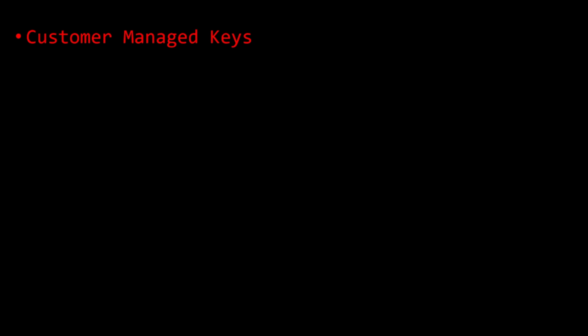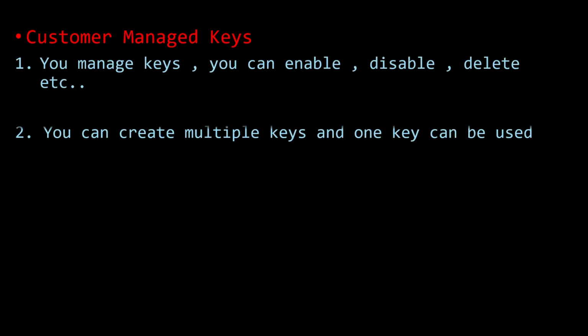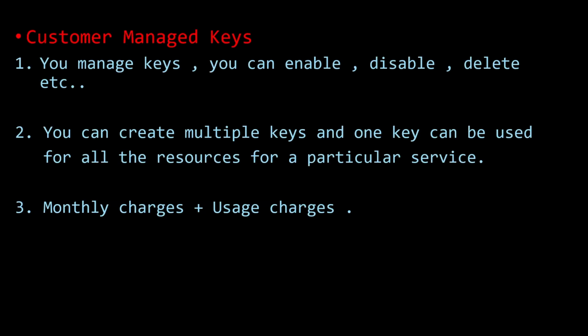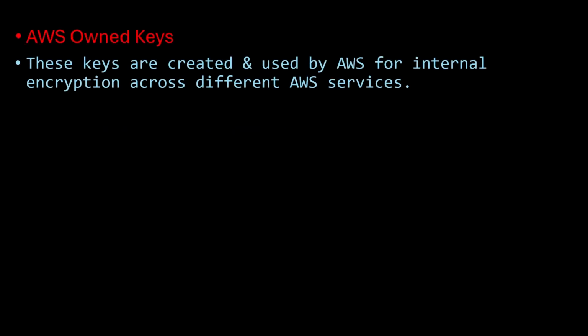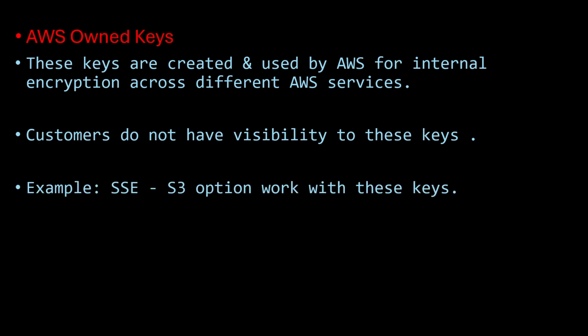And next is customer managed keys. You manage the keys. You can enable, disable, delete, whatever you want. You can create multiple keys, and one key can be used for all the resources of a particular service. Monthly charges will be there as well as usage charges. And next is AWS owned keys. These keys are created and used by AWS for internal encryption across different AWS services. Users can't see these keys. For example, our SSE-S3 uses these AWS owned keys.